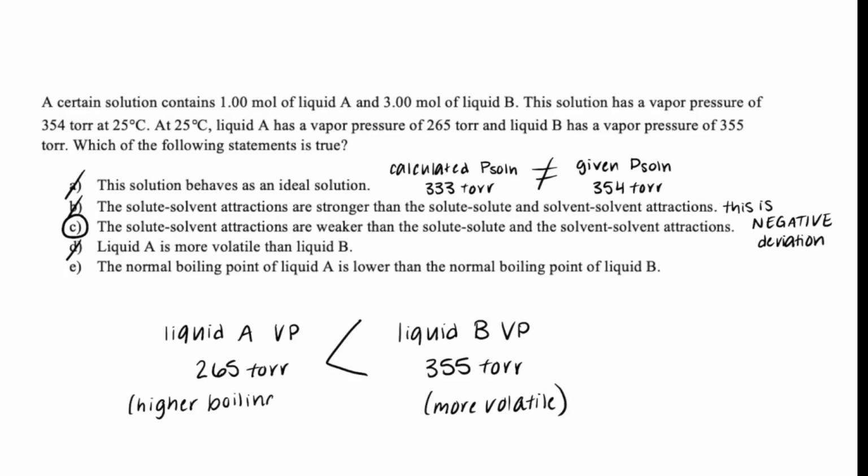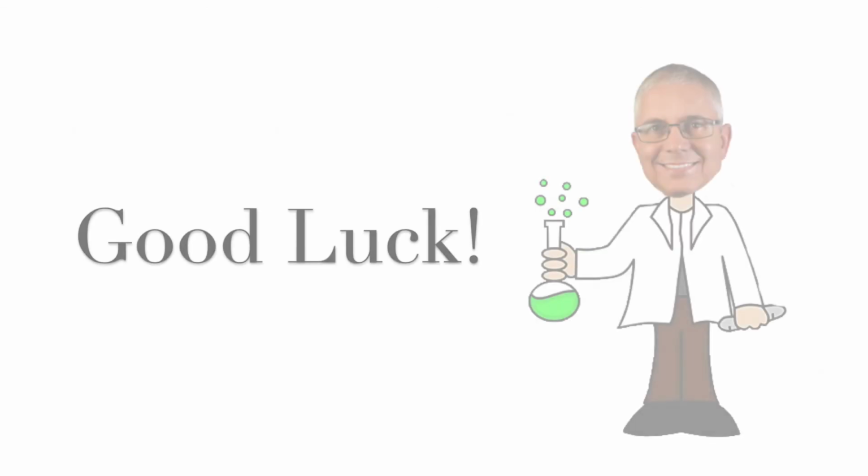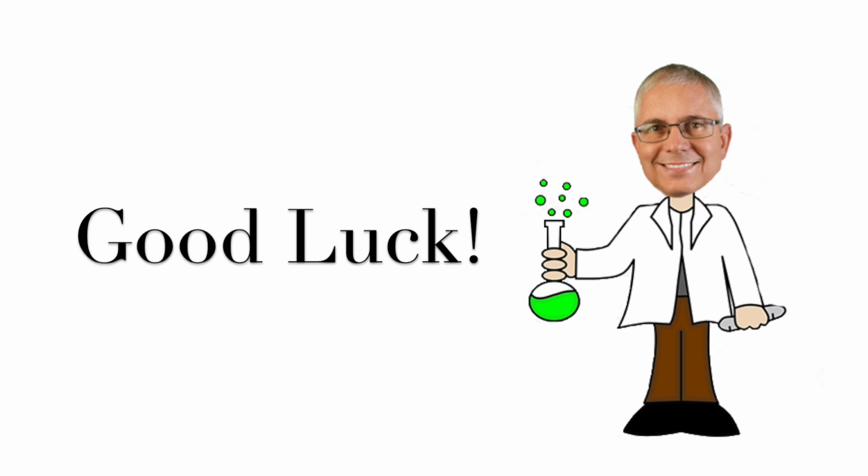Choice E is incorrect because the VP of A is lower than the VP of B, and liquid A would have to have a higher boiling point. This might seem like a lot, but whether you're introvert or extrovert, if you follow these steps, you're sure to get the question right. Good luck on your exam!